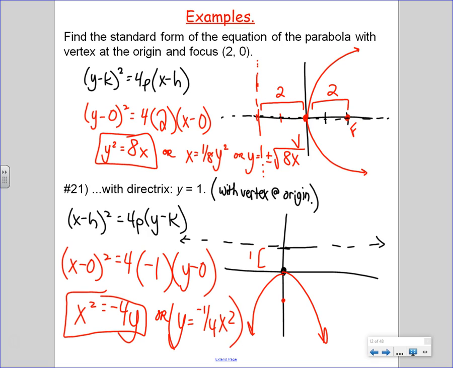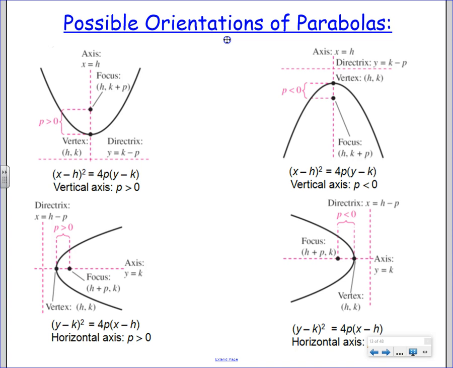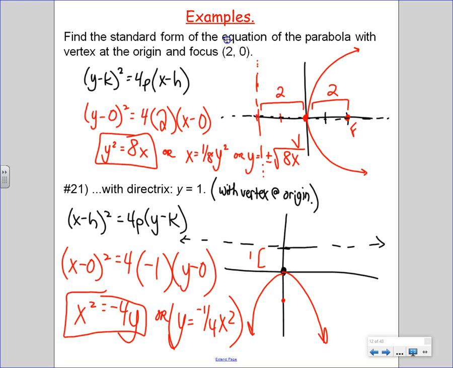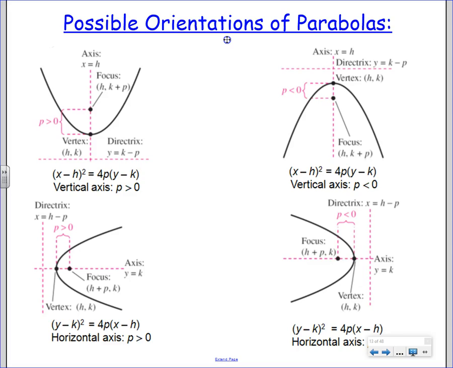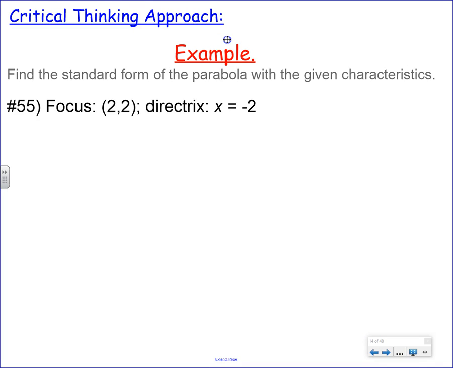Okay, so with that, guys, could we memorize this whole page about every possible combination for every possible parabola? Yeah, but maybe we can just kind of get a feel for the clues. Okay, so let's try this guy.